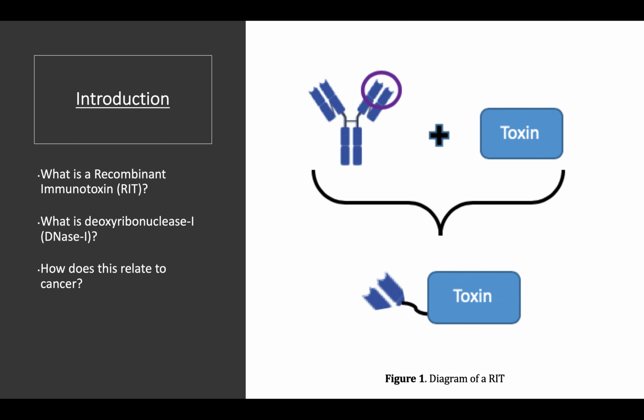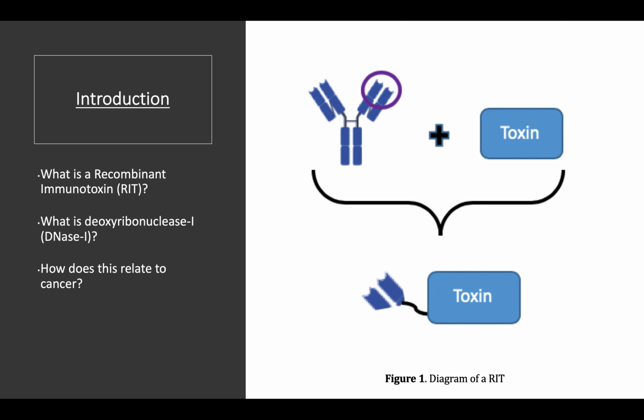One toxin under study is Pseudomonas exotoxin A. Although PE poses to be an effective cancer treatment, its bacterial origin causes an immune response. This causes the toxin to be deemed foreign to the body. With Deoxyribonuclease-I, this does not occur.